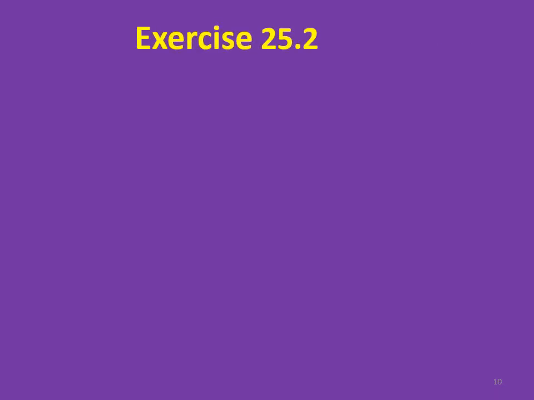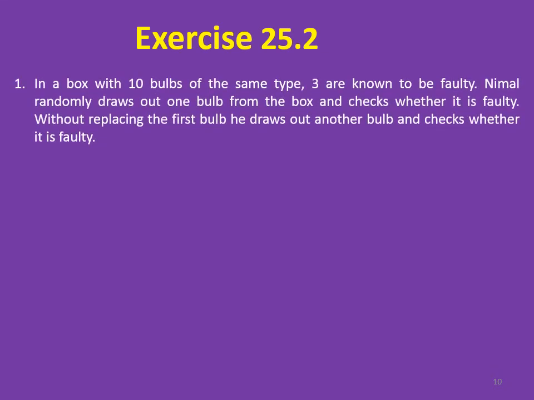Exercise 25.2, question number 1. In a box with 10 bulbs of the same type, 3 are known to be faulty. Nimal randomly draws out one bulb from the box and checks whether it is faulty. Without replacing the first bulb, he draws out another bulb and checks whether it is faulty.